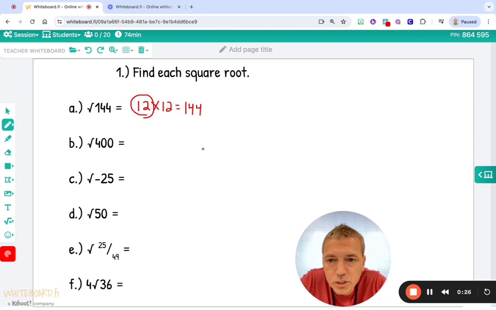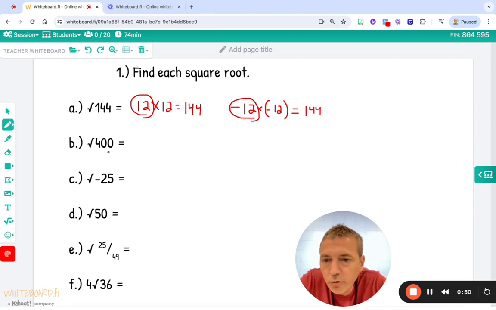So that would be the principal square root. Well, technically it's got a second answer. We also know that negative 12 times negative 12 also makes positive 144, right? But on this worksheet, we're only talking about principal square roots, so we're only talking about the positive. But technically it does have 2 answers.